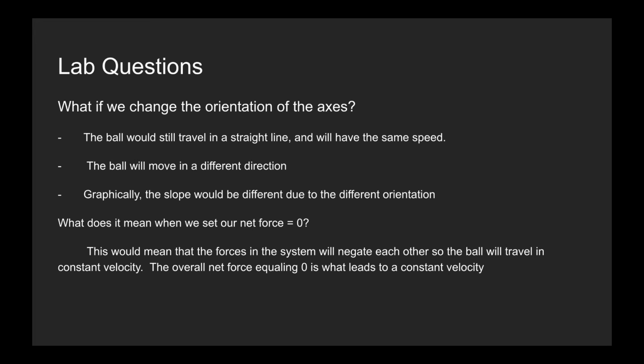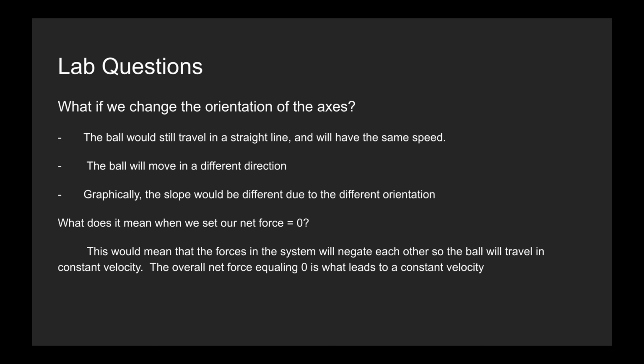Question 1. What if we change the orientation of the axis or flip the axis? The ball would still travel in a straight line and it will still have the same speed. This is because the orientation does not affect this. However, the ball will move in a different direction because the orientation is different. And graphically, the slope would be different too due to the different orientation. And the position and velocity vectors would have to be adjusted for this.